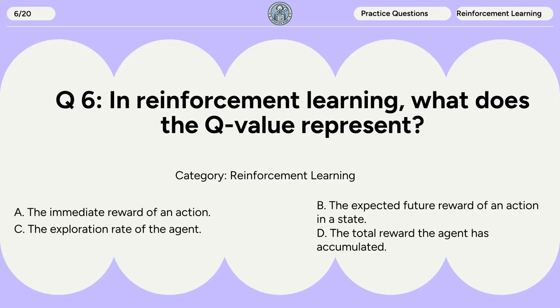Question 6. In reinforcement learning, what does the Q value represent? A. The immediate reward of an action. B. The expected future reward of an action in a state. C. The exploration rate of the agent. D. The total reward the agent has accumulated.